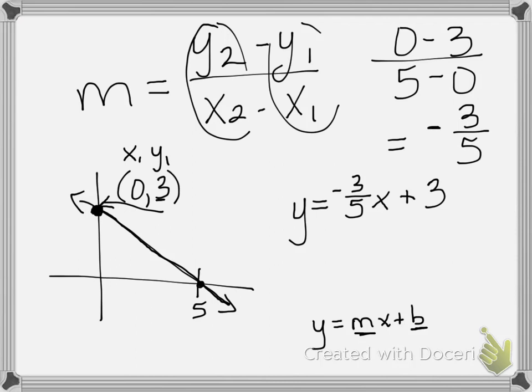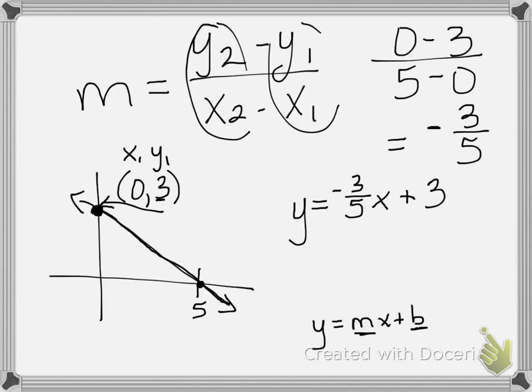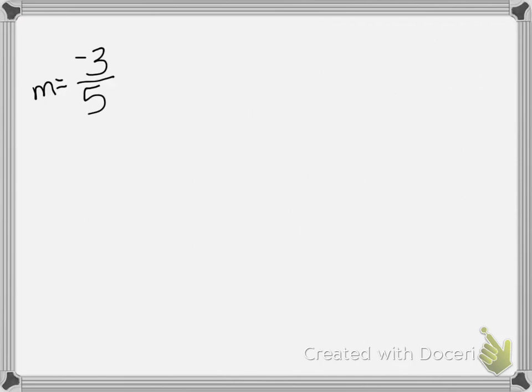Let's say, though, that I just gave you a slope, like the negative 3/5. That's the slope. And we'll go back and say that I gave you this point down here, 5, 0. But I didn't give you the graph. Well, we could use a couple different things here. We could graph it and try to find the y-intercept.